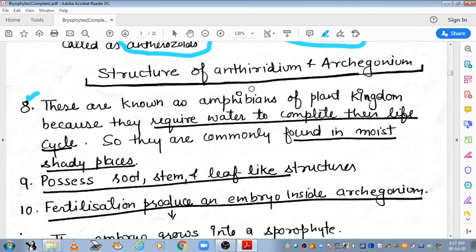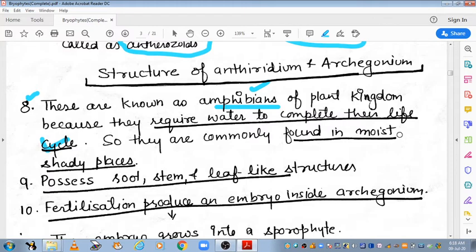These are known as amphibians of plant kingdom because they require water to complete their life cycle. We have studied this in ninth class also, that they have a requirement of water. For what? Their male gametes swim through water and then they reach up to the female gamete. So, if water is not there in their environment, their fertilization cannot take place. That is why they require water to complete their life cycle. So, known as amphibians of plant kingdom.